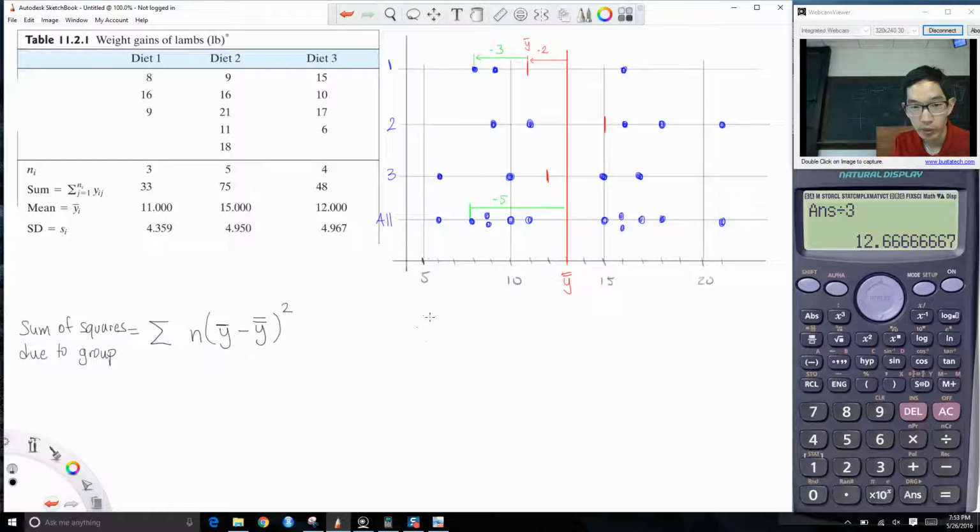Okay. And then we will have the sum of squares due to individual differences, or this is called the sum of squares residual.